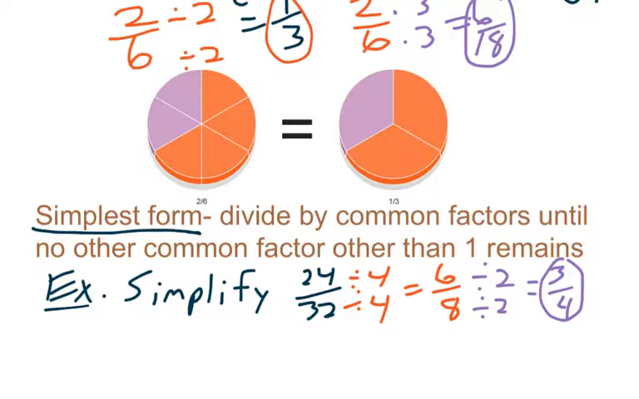Do you know how I could have divided in one step? If you said divide by 8, you were right. We could have divided by 8 on that first step, and we would have got 3/4.